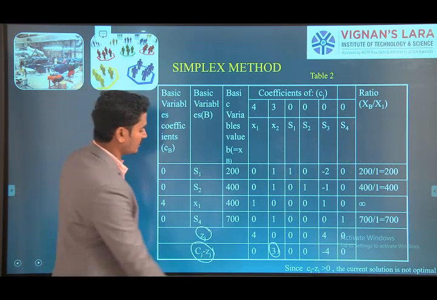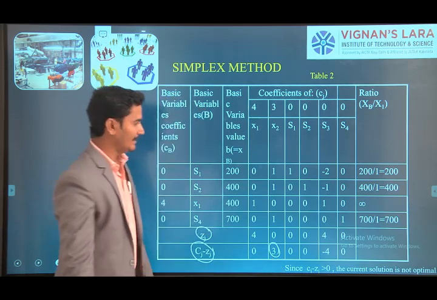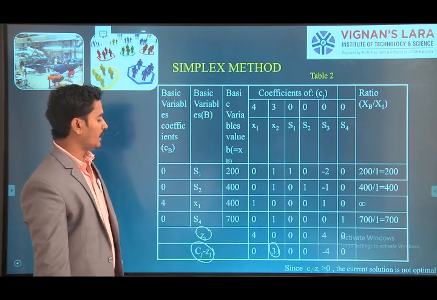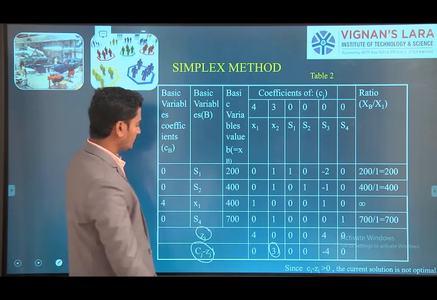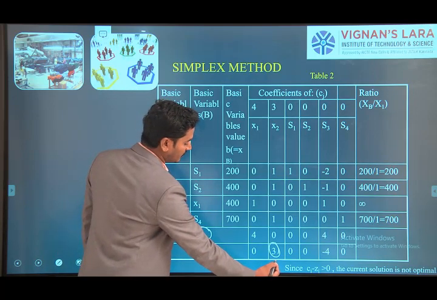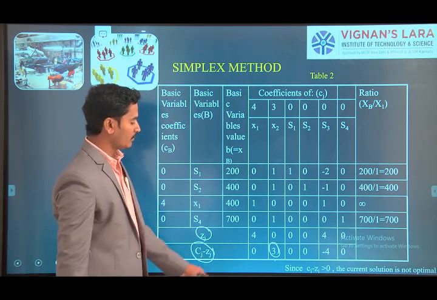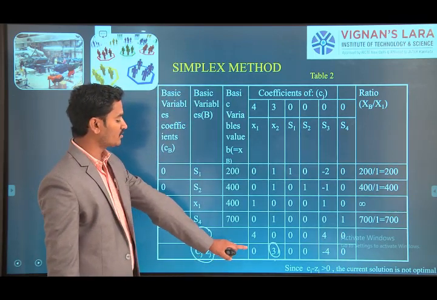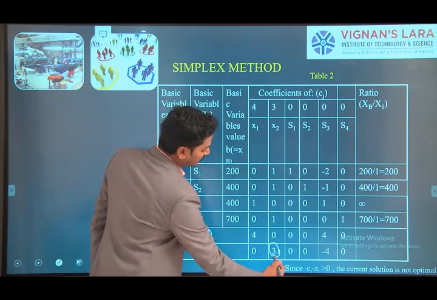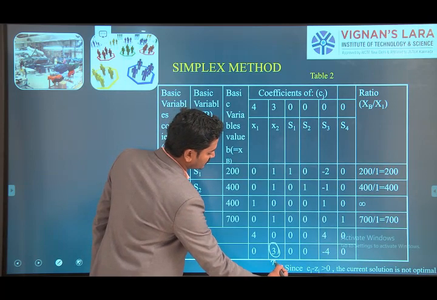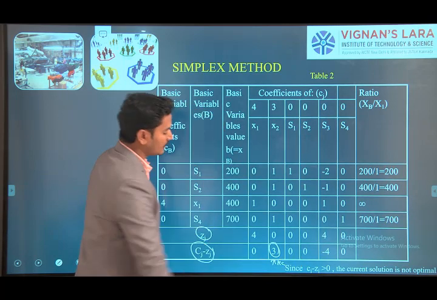What is the iteration process? We have to identify the key column, key row, and key element. What is the key column here? From this Cj minus Zj, we take the maximum value. That value is called the key column. Here, what is the maximum value? 3 is the maximum value. That's why we take this as the key column.